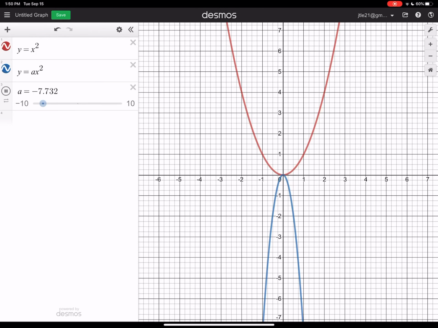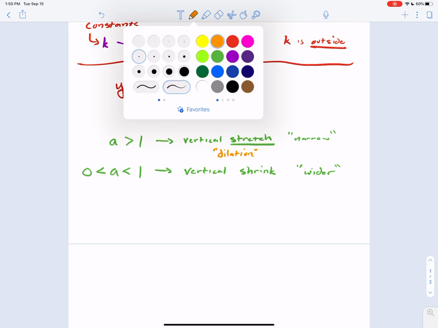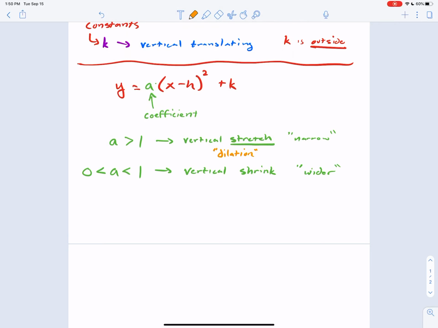So here we go. We're going to change this up a little bit. So when A is negative, okay, or when you could say when A is less than 0, because those are all the negative numbers, what happens, right?